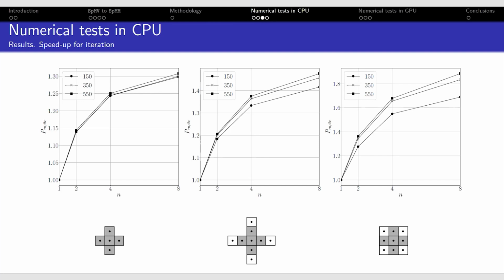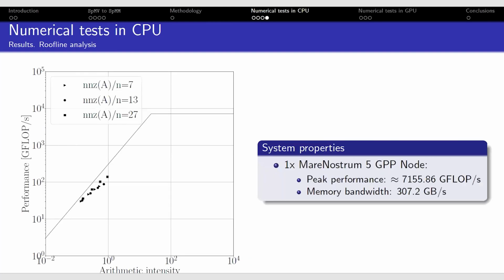So with the results, we can generate a Roofline analysis of this code tested in this MareNostrum node, in which you see that there's clearly an improvement in performance because there is an improvement of arithmetic intensity. So we are close to the memory bandwidth limit, but we improve the arithmetic intensity in all cases, and this improvement in arithmetic intensity generates an improvement of performance. So it's actually what we expected to see.